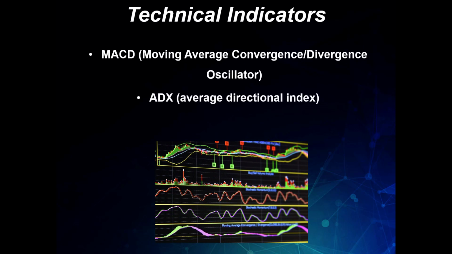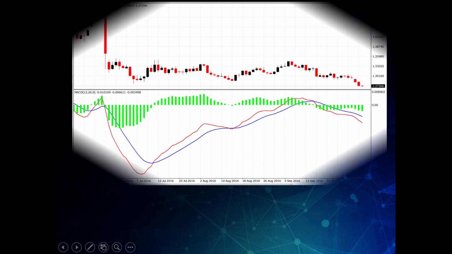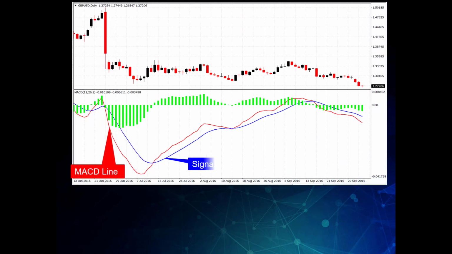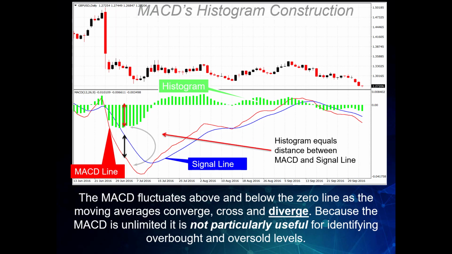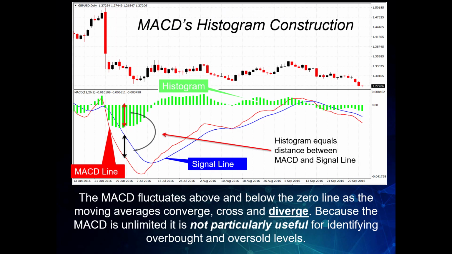Now, for some of you that may not know, MACD is the Moving Average Convergence Divergence oscillator. Here is the MACD construction. As you can see, the histogram equals the distance between the MACD and the MACD signal line. This is how the market can generate a buy signal and sell signal when the lines diverge and converge.